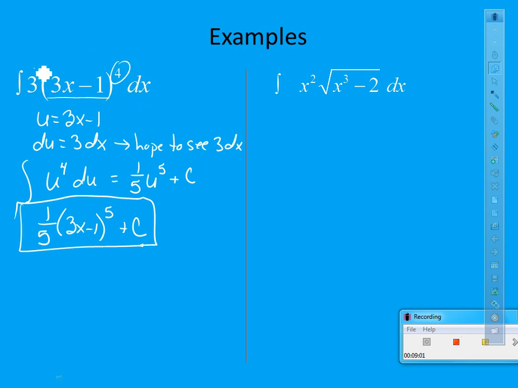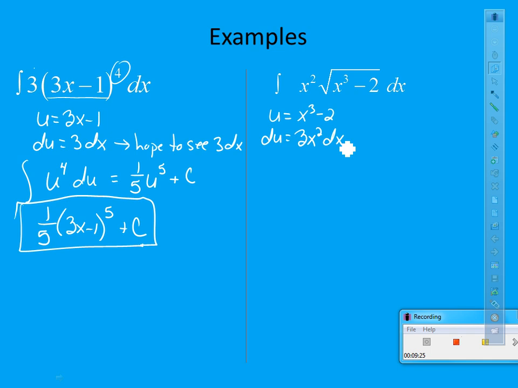Hey, now don't think that it's just that added by 1 and multiplied by the reciprocal. Because on my next example, we got to start tweaking a little bit. So here goes, watch this one. I've got x squared times the square root of x cubed minus 2. So I'm going to let u equal x cubed minus 2. That makes the derivative 3x squared dx.